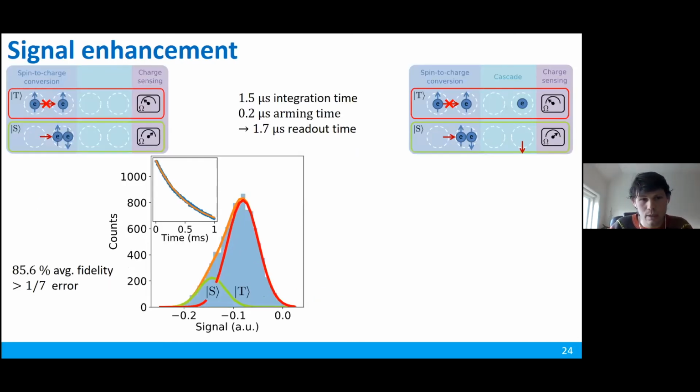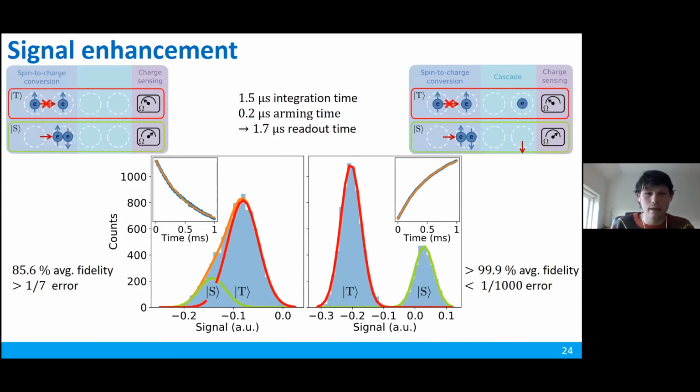Comparing this to the 1-1-1 scheme, on the left I show you the scheme where we don't use the cascade mechanism for the spin readout. The histogram looks like 2 strongly overlapping peaks from the 2 spin states. This results in a spin readout fidelity of about 85%, which means that more than 1 out of 7 readouts gives you a wrong spin state. And in the right panel, because of the strong separation, we see that we can potentially achieve 99.9% spin readout fidelity. So the errors are now below 1 out of 1,000.